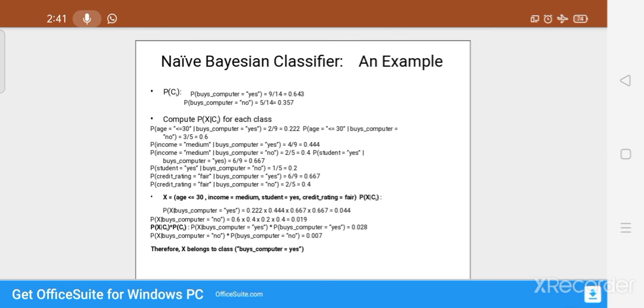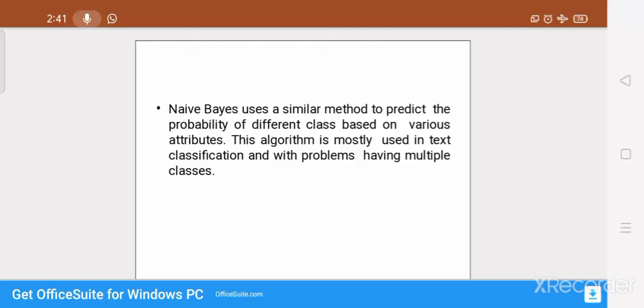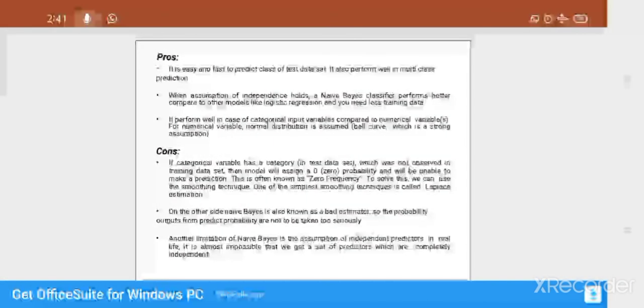Clear? So this is how we can find out the class label for unknown data by using the Naive Bayes classifier. Naive Bayes uses a similar method to predict the probability of different classes based on the various attributes. This algorithm is mostly used in text classification and with problems having multiple classes. Now we will see the advantages and disadvantages of Naive Bayes. Advantages: it is easy to implement and fast to predict the class of the test data set. It also performs well in multi-class prediction.